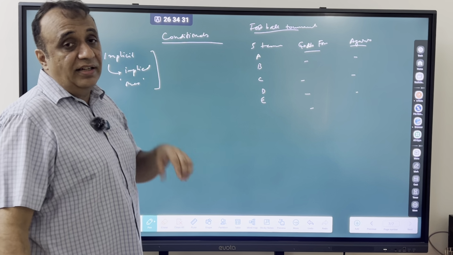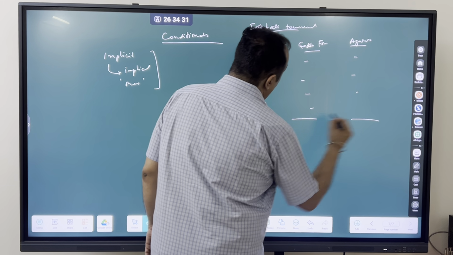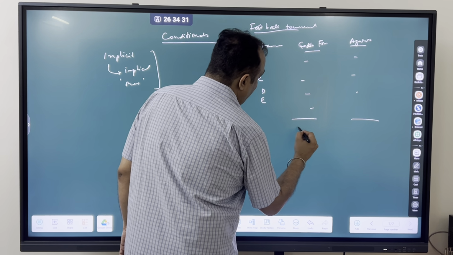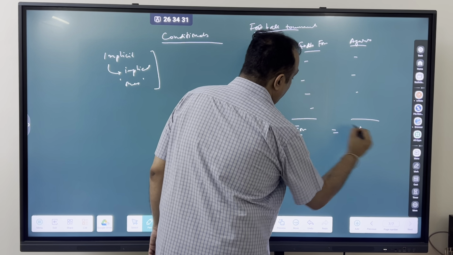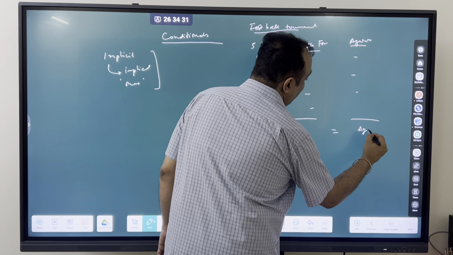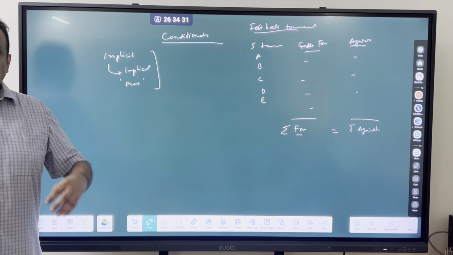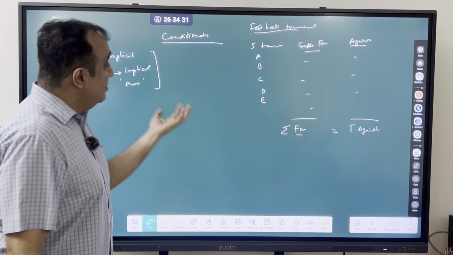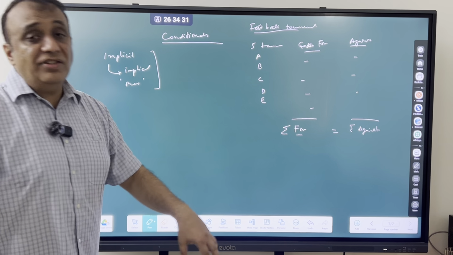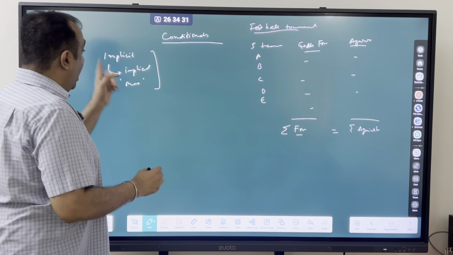Now, what would be the implied condition in this case? The implied condition would be, it is not mentioned that the total of goals scored, this total of goals for, should be equal to the total of goals against. Because if someone is scoring for one's own team, then he is scoring against another team. So this is something that is implied. It will not be mentioned in the question, and this is what you need to deduce. So this is the implied condition.